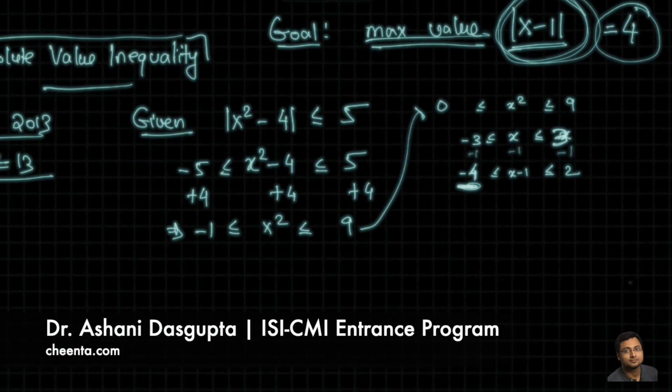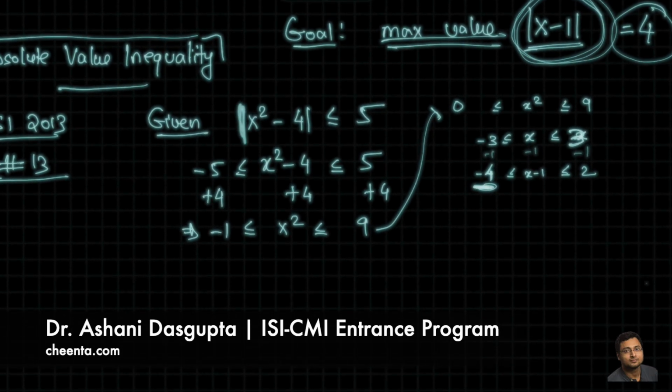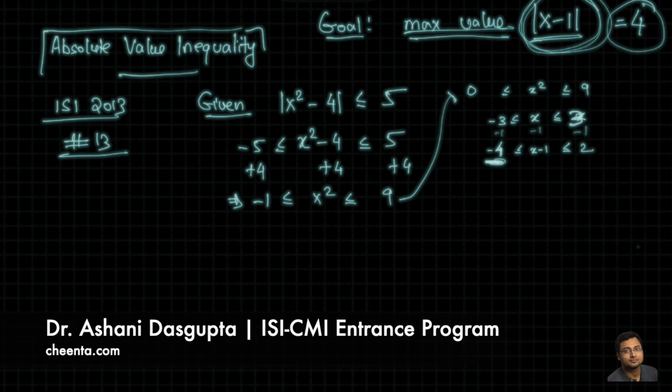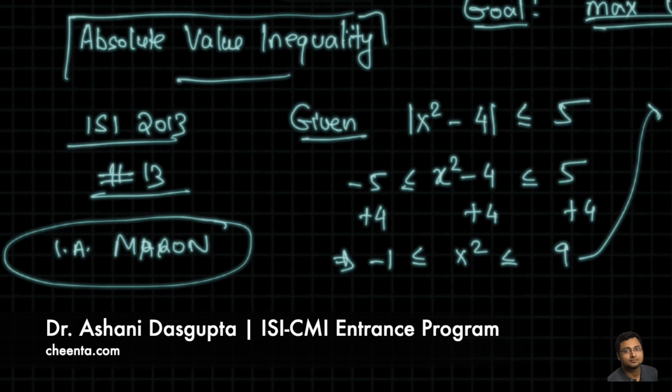The main thing is that you have to do this systematically, step by step, by first removing the absolute value sign. There are a lot of nice exercise problems on this kind of absolute value inequalities in I.A. Marin's single variable calculus. We do those in our ISI entrance and the Math Olympiad program, but you can also look it up. It's a very nice book by Marin on absolute value inequalities. The first chapter has these problems.